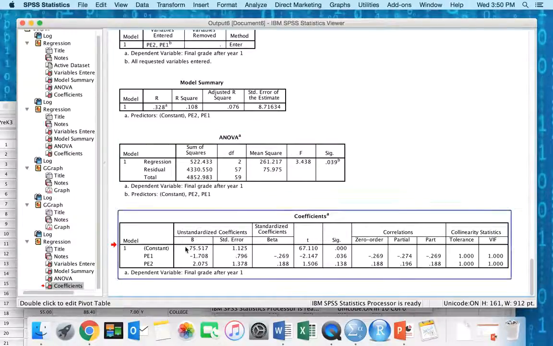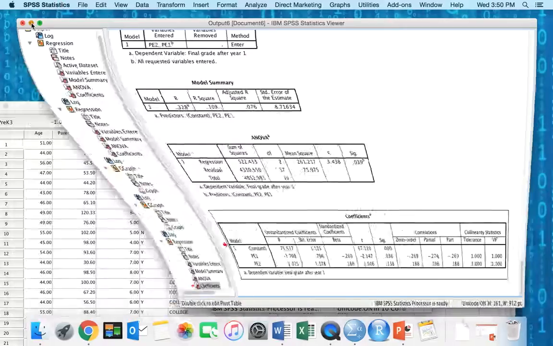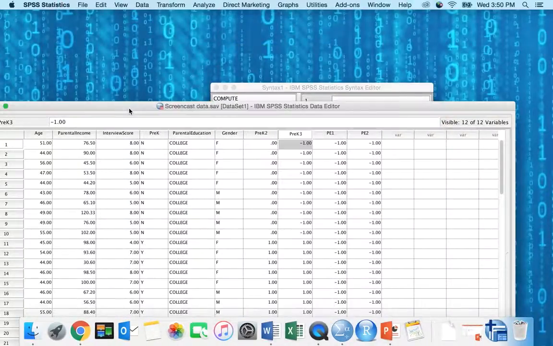Again, with the contrast-coded predictor, 75.517 we know is the grand mean. It's the mean of final grade after year 1. And so the tolerance will be equal to 1 here when we use these orthogonal contrast codes. When we use something like dummy codes, they will not be. Okay? But we could set up a set of dummy codes for this exact same variable.